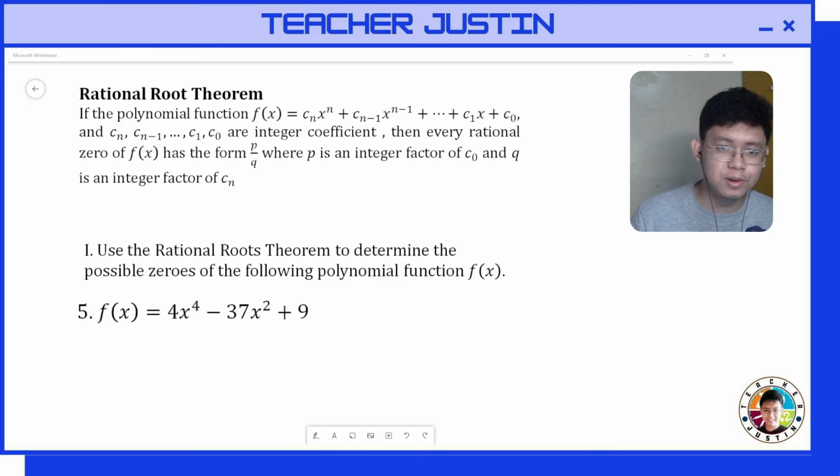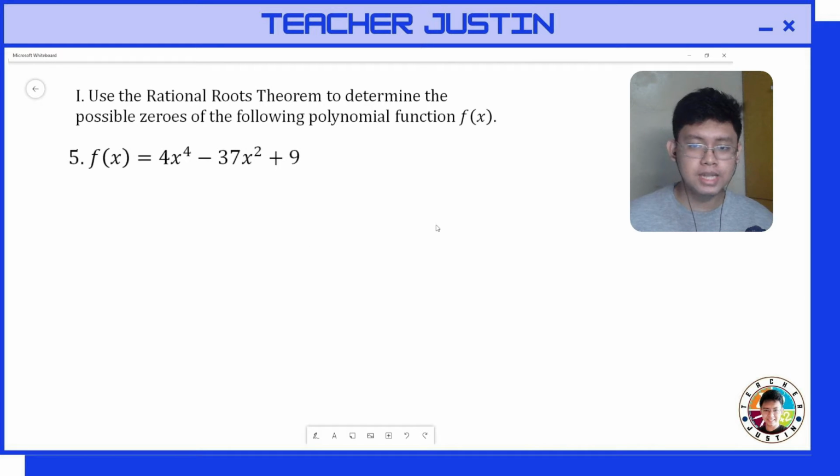On today's topic, we're going to talk about the Rational Root Theorem. What is the Rational Root Theorem? The Rational Root Theorem is a method that we can use in order to determine the possible zeros of a polynomial function. So let's have an example. For example, we're asked to determine the possible zeros of the polynomial function f(x) = 4x^4 - 37x^2 + 9.